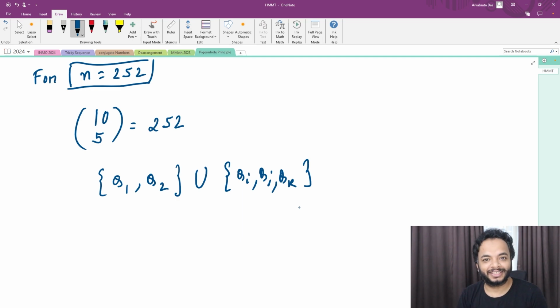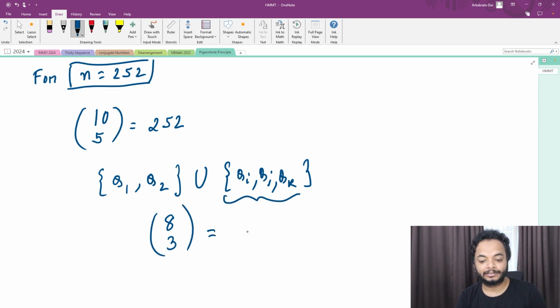Now those 3 questions can be chosen from the remaining questions. How many questions do I have remaining? 8 questions. So from the remaining 8 questions, 3 questions can be chosen, and that is basically 56. So there are exactly 56 students in this scenario who have answered question 1 and question 2 correctly. And the same thing if question 1 and question 2 are answered incorrectly, how many students are there?